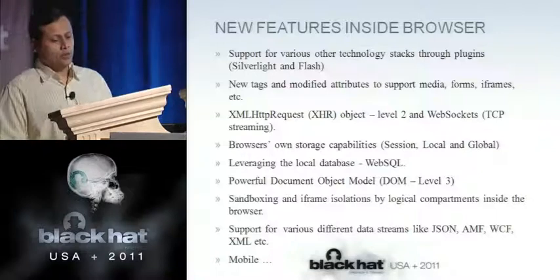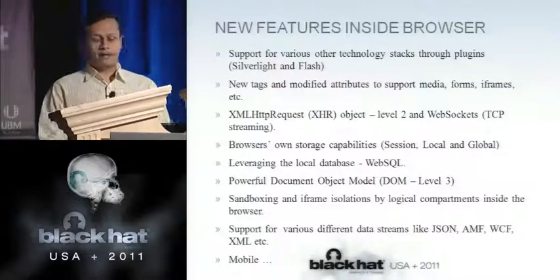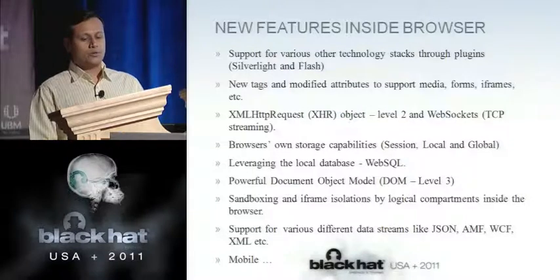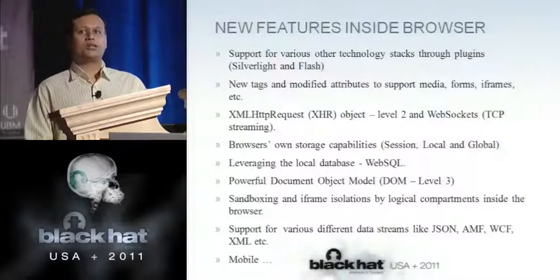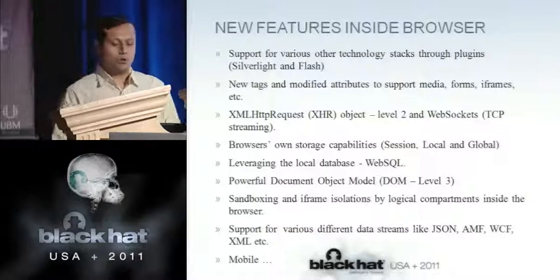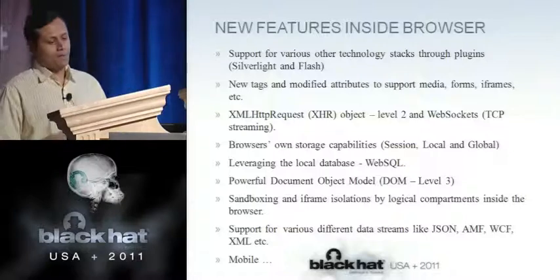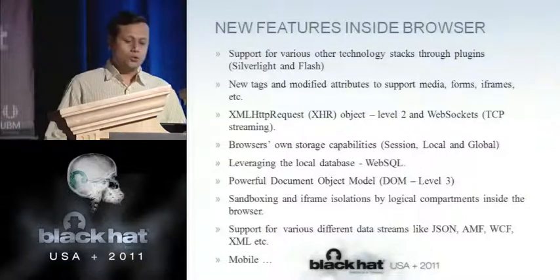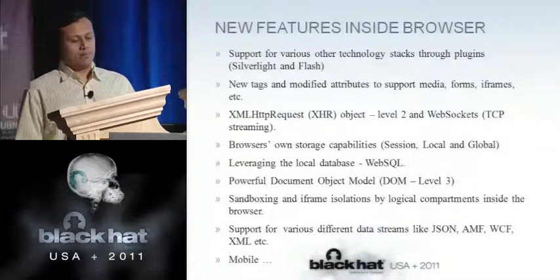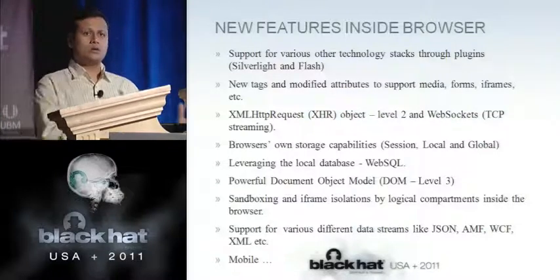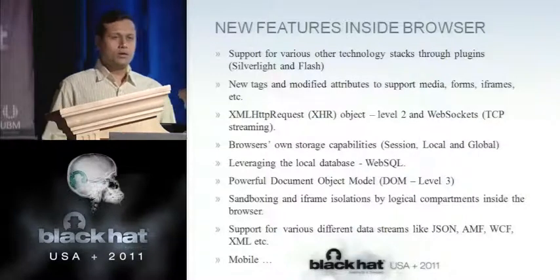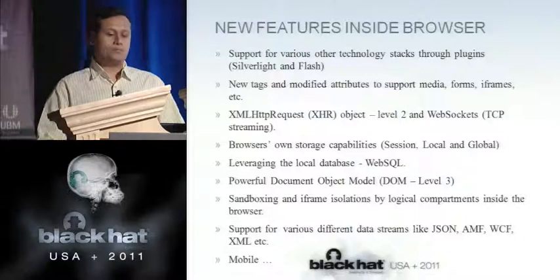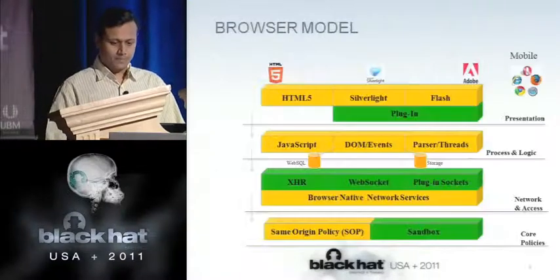We have a very powerful document object model, which is the DOM level 3 specs. Sandboxing and iframe isolation logic are in place in various different browsers, be it Chrome or Firefox and so on. And browsers or libraries are supporting all sorts of streams now, like JSON, AMF, WCF, XML, and so on. And all these can also be accessed over a mobile. So this is how the whole landscape of browsers is evolving.